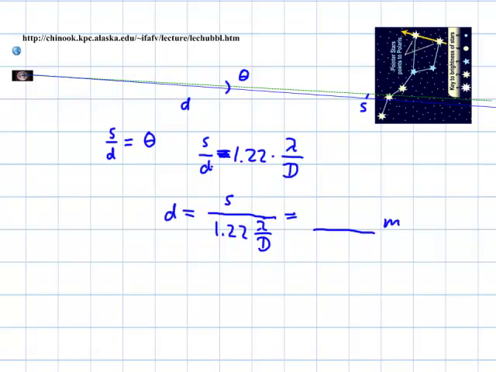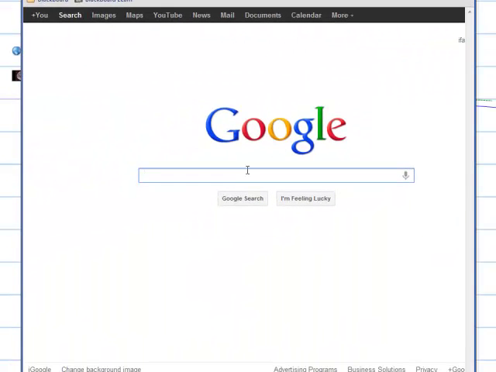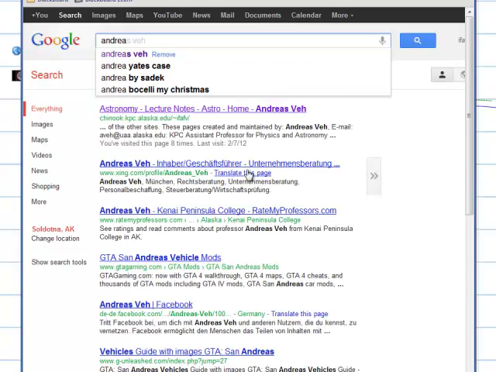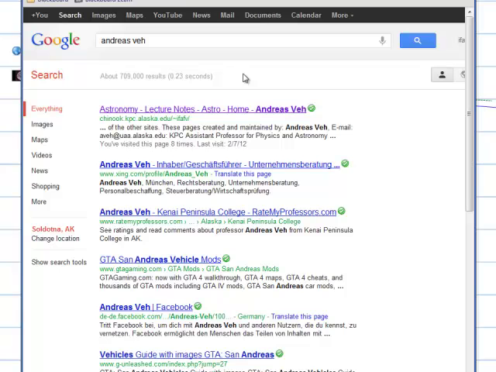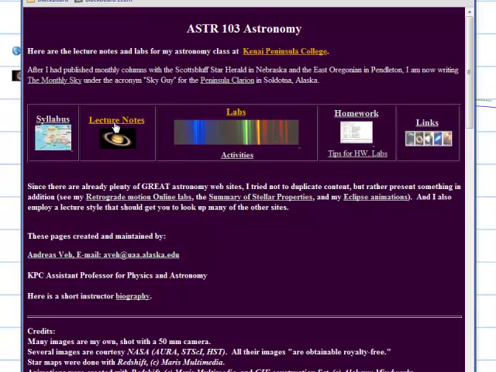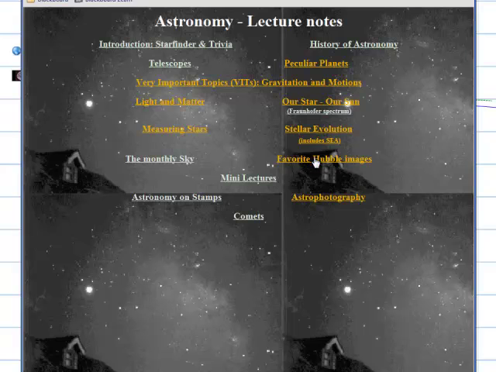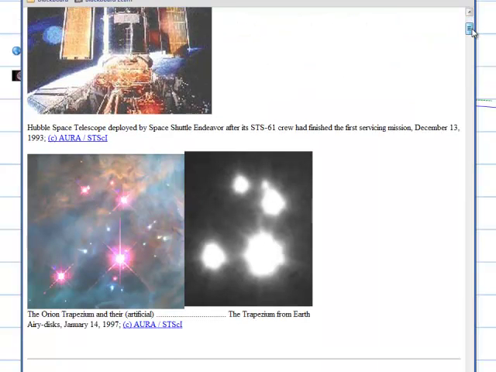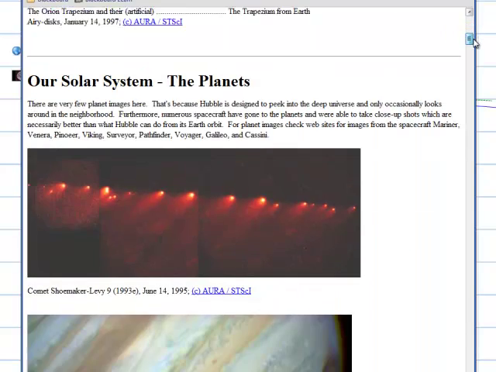Oh, and then earlier I forgot to show a few pictures that I have on my own website, whose URL I never remember, so I have to Google myself. And I go to my own lecture notes and click on this one. I just don't know where it is. And here, for example, you can see the trapezium in Orion, and you can see that in this low resolution image, they kind of start merging here. Well, in this high resolution image, they're quite nicely separated. We can see much more detail in this higher resolution image.